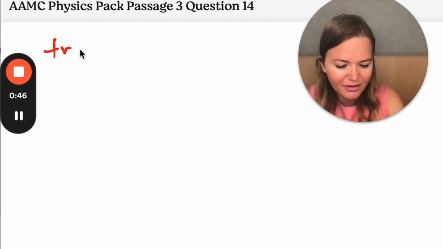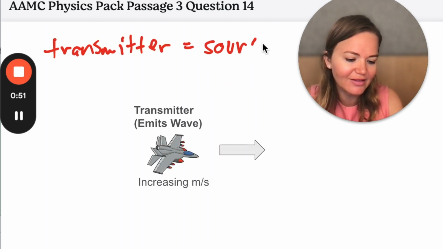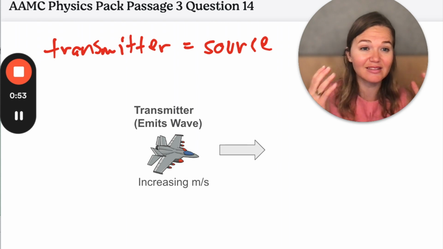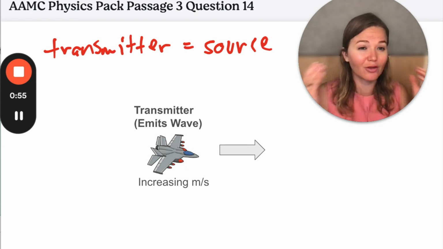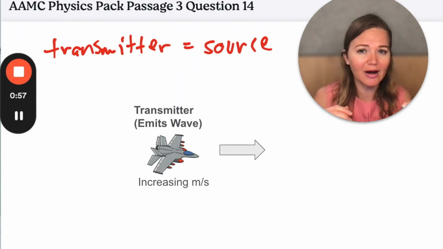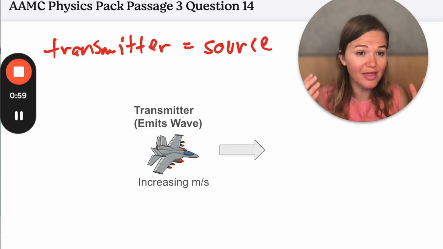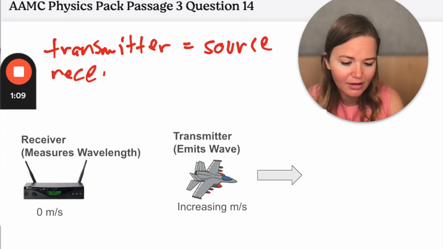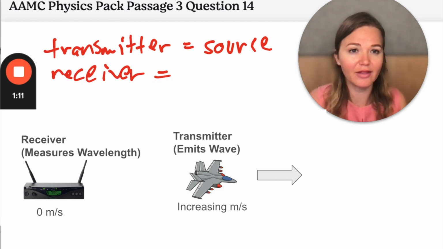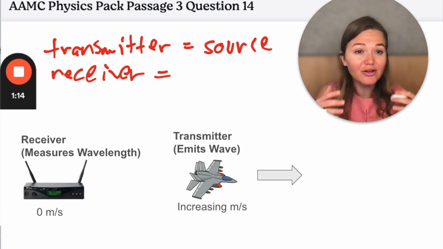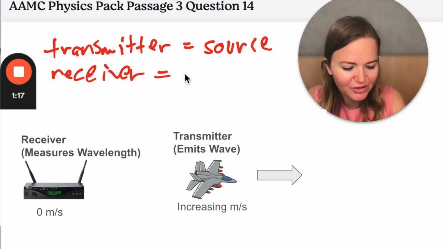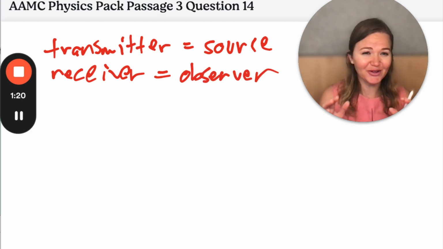Our transmitter is a fancy way of saying the source of the sound, the thing that's releasing the sound or the light, the thing that's releasing the wave that we're measuring, right? We're measuring its frequency or its wavelength in this case. And then the receiver is the thing that's measuring what the source is releasing. So we're just going to call that the observer to make sure that we're clear on what's happening here.